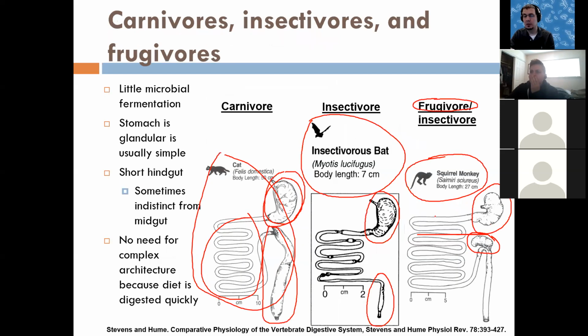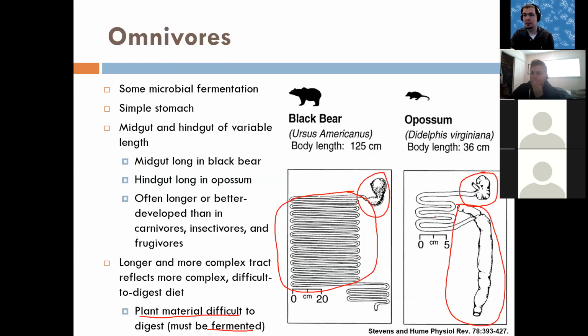Okay. So we have carnivores and insectivores and frugivores where we have very little microbial fermentation. I don't want to say none, but very little. We have the omnivores where we have more microbial fermentation, and we see that the tracts become larger and more complex, and that's to help retain the digesta and microbes to promote fermentation.